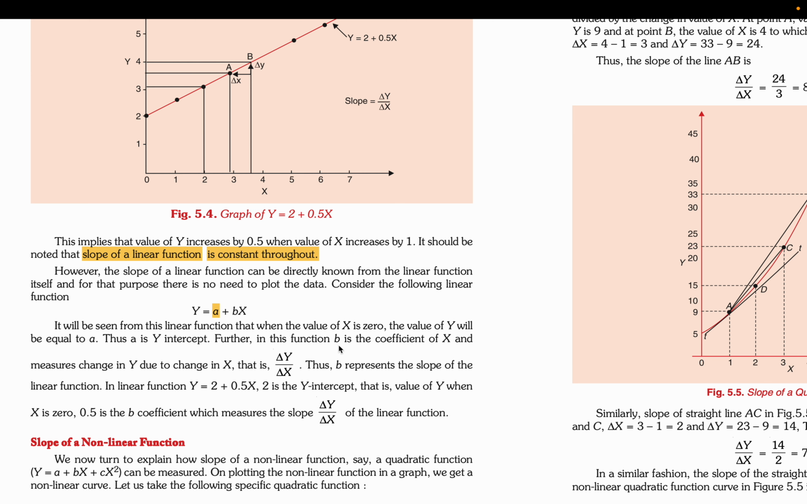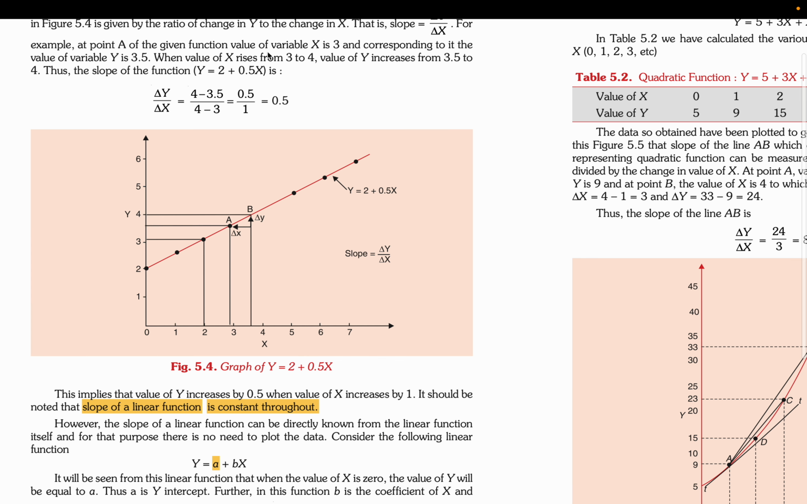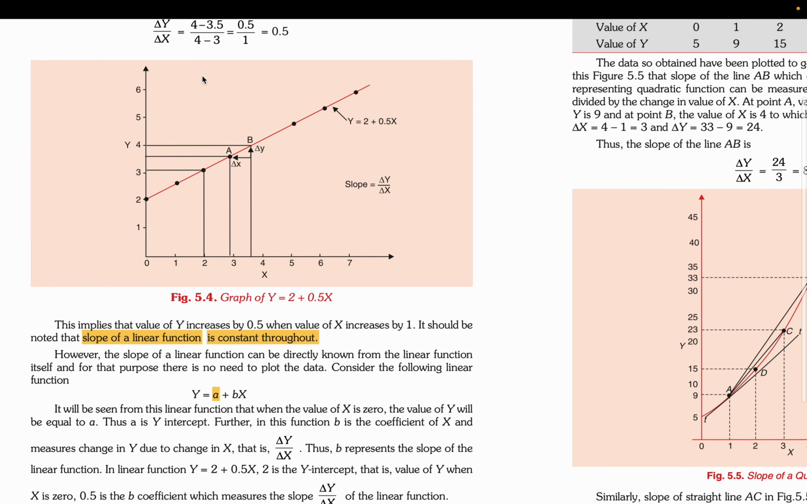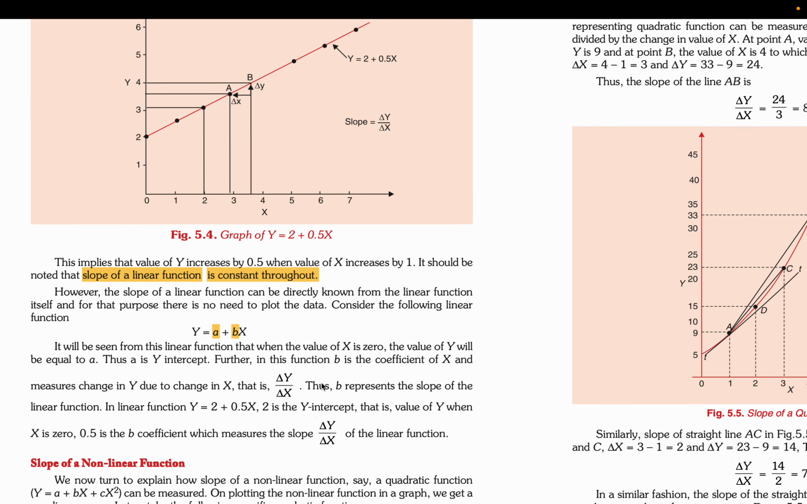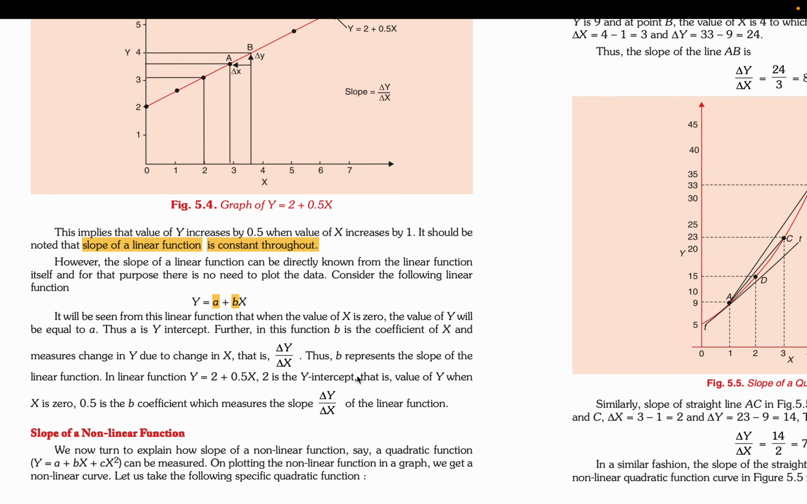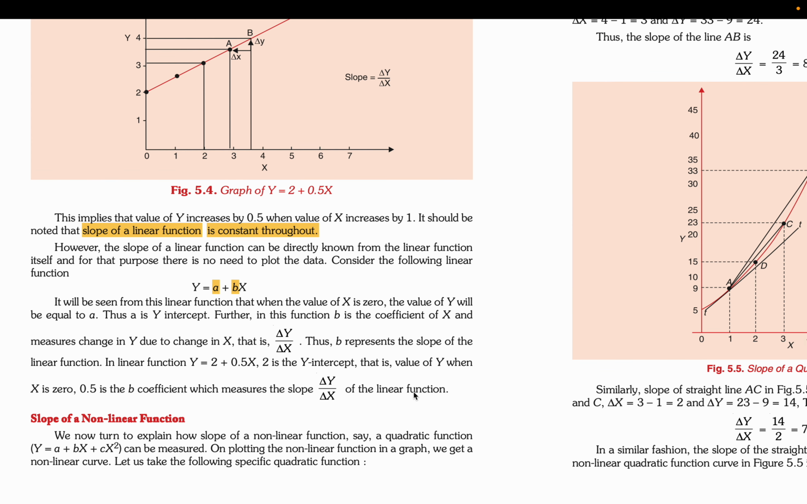Further, in this function, b is the coefficient of x and measures the change in y due to the change in x. So when I put x as some value, what is the change that y is facing? Which is the slope that we just said. So b is basically the slope of the linear function. 2 is the y-intercept, that is the value of y when x is 0. 0.5 is the b coefficient, which measures the slope, delta y upon delta x, of the linear function.